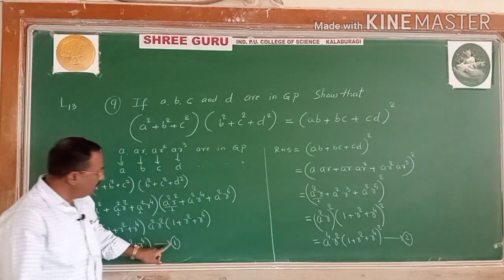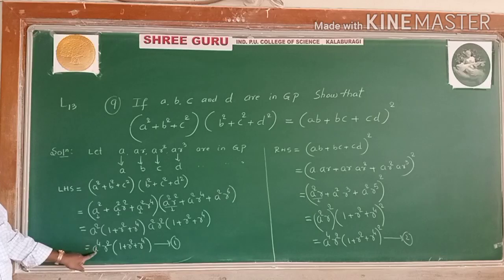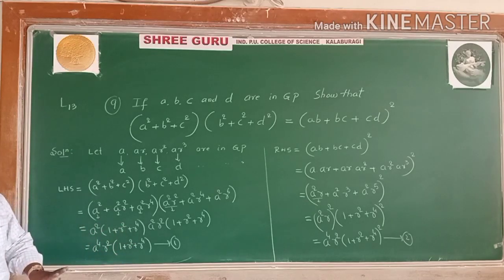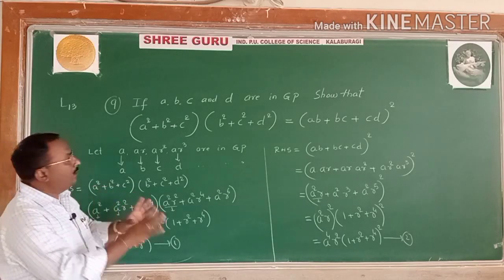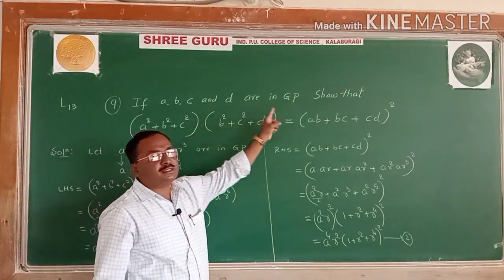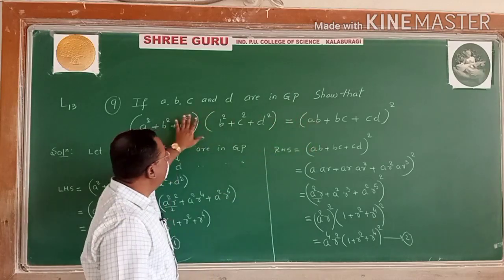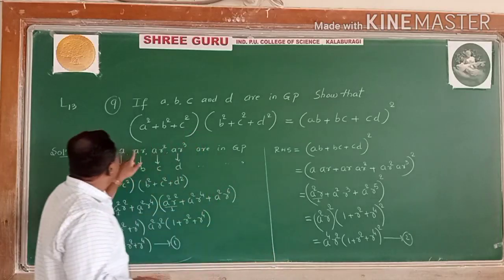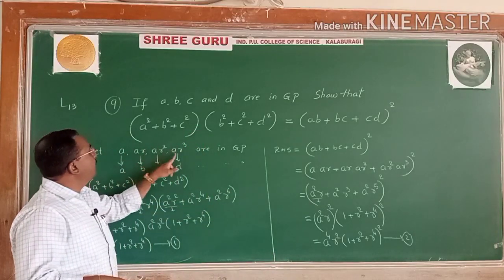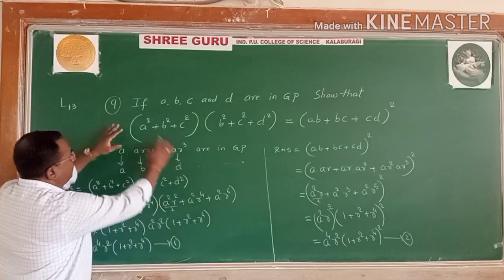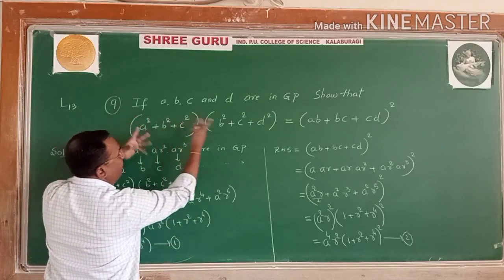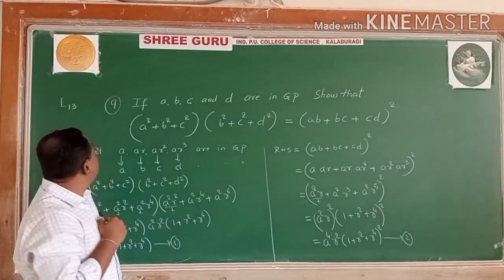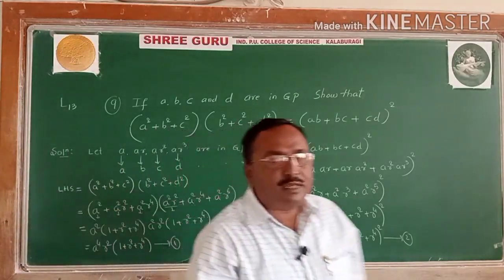Yes, equation number 1, equation number 2, a power 4 r square into 1 plus r square plus r to the power 4. LHS is equal to RHS. Therefore, if a, b, c, d are in GP, we have shown that LHS is equal to RHS. Take a as the first term, and a, b, c, d are in GP. Substitute the a, b, c and d values, and verify the LHS and RHS sides. That is okay. Lecture number 14 I will explain in the next class. Good.